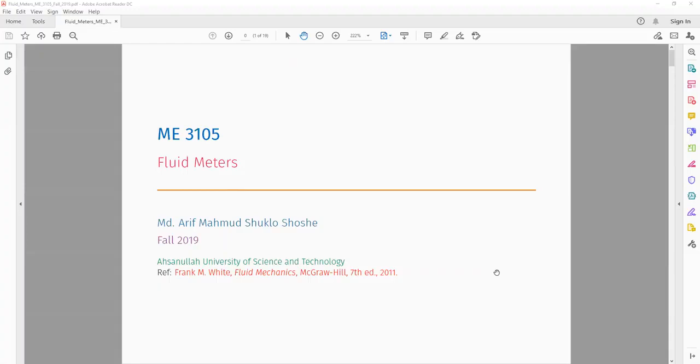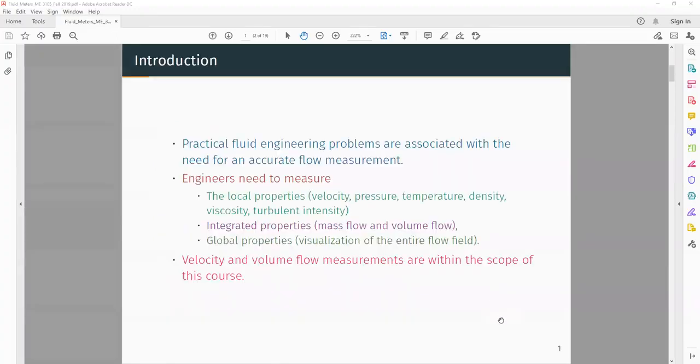Today we will discuss the flow measuring devices of fluid mechanics, that is, the fluid meters. In practical fluid engineering problems, we need to measure flow accurately for achieving many real life applications. One example is the soft drinks industry, say a juice or cola industry. Accurate flow measuring technique might be needed to ensure each bottle has a fixed amount of fluid in it.